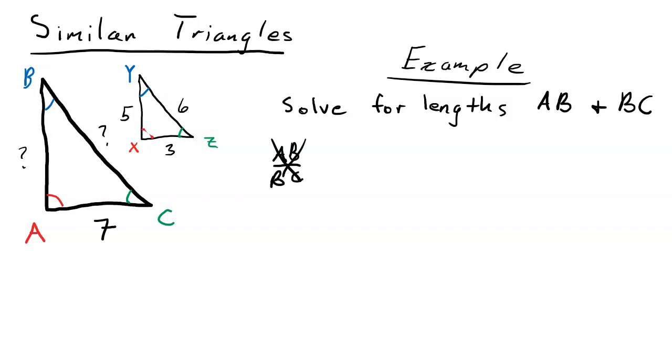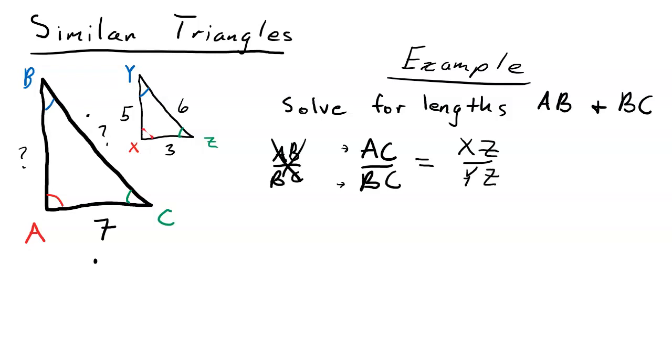So what we want to do is put the sides AB and BC in different ratios in order to solve for each length. The first one that I can do is AC over BC. This is going to be a known length AC, 7, over an unknown BC, and we're going to set that equal to the other side. AC is right here, so we want the side XZ. So this is going to be equal to XZ over, and BC is this side over here, so we want YZ.